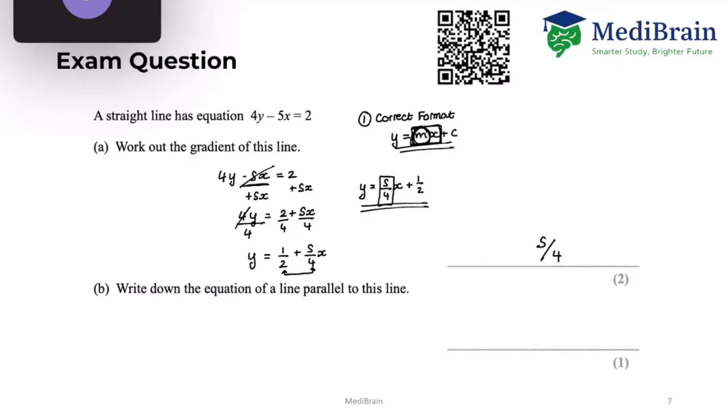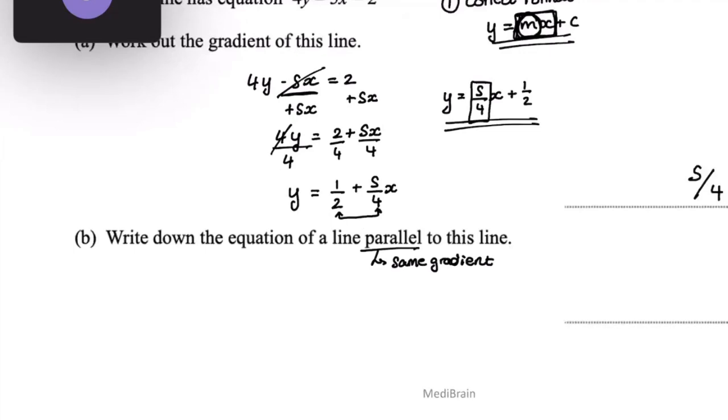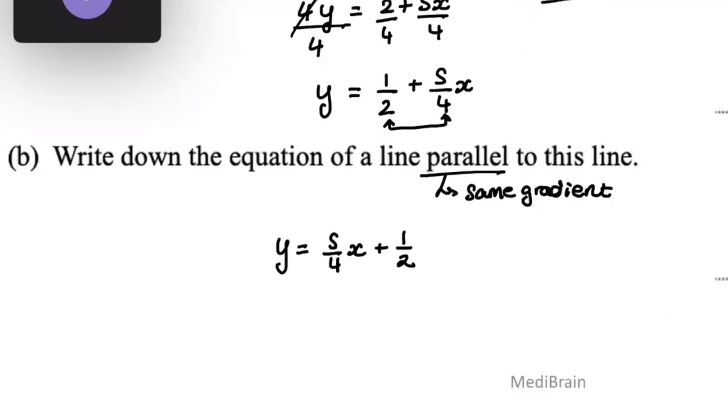And then it says write down the equation of a line which is parallel to this line. So remember what I said about parallel lines. Parallel lines have the same gradient. That's the key thing. So our equation was y equals 5 over 4x plus a half, we know that the gradient of this line is 5 over 4. So we can write down any other line as long as the number before the x is 5 over 4.